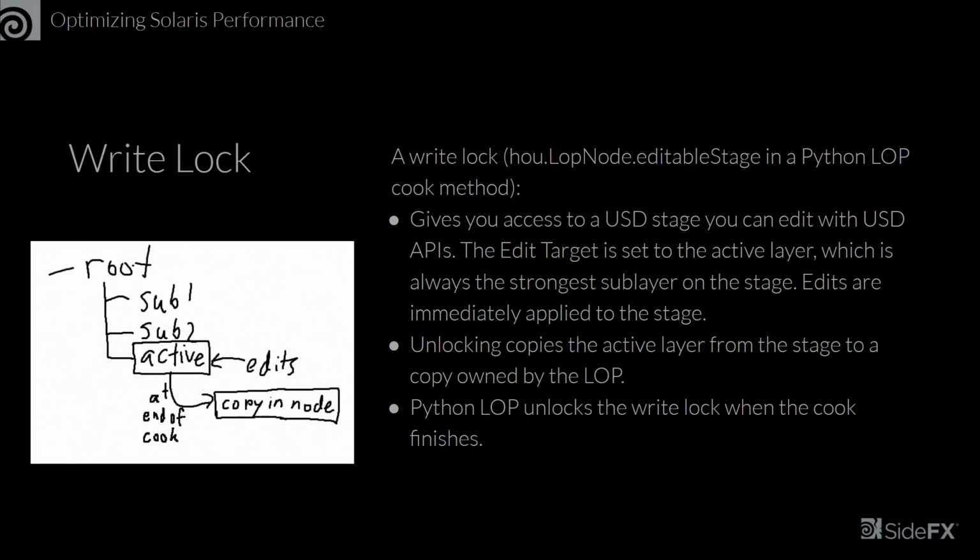Those edits are immediately applied to the stage. So if you set an attribute and then you go to the stage and you read the attribute off the stage, you're going to get back the value that you just wrote there, not the value that was there before. So if you need to remember the value from before, read it before you write it.